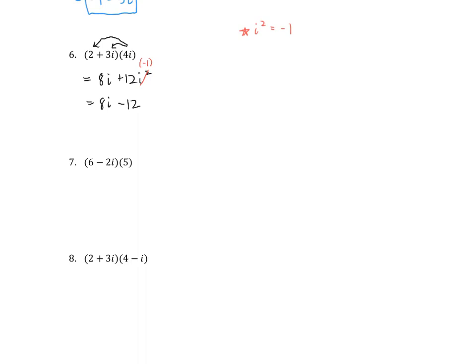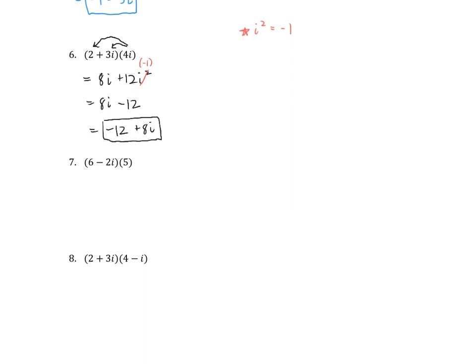So whenever you have a number attached to an i squared, you're multiplying it by i squared, it's going to change the sign of that number. Okay, this is now not in the correct form. Remember, we want the real part first and the imaginary part second. So we're just going to change the order and have the negative 12 first and the 8i last. And then that is our answer.